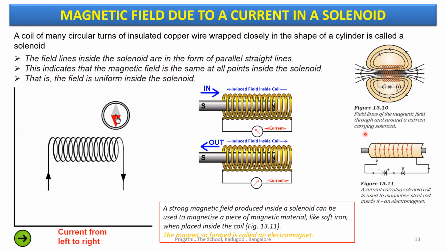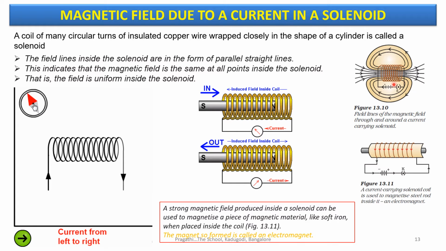You can see this picture 13.10. Whenever the current is switched on, the ends of the coil are connected to positive and negative. That means it is connected to a battery and it is switched on. What happens whenever the current passes through a conductor? It produces a magnetic field. Already we know this concept very clearly. So here also, whenever the current passes through a conductor, it becomes a magnet. That means it produces a magnetic field.